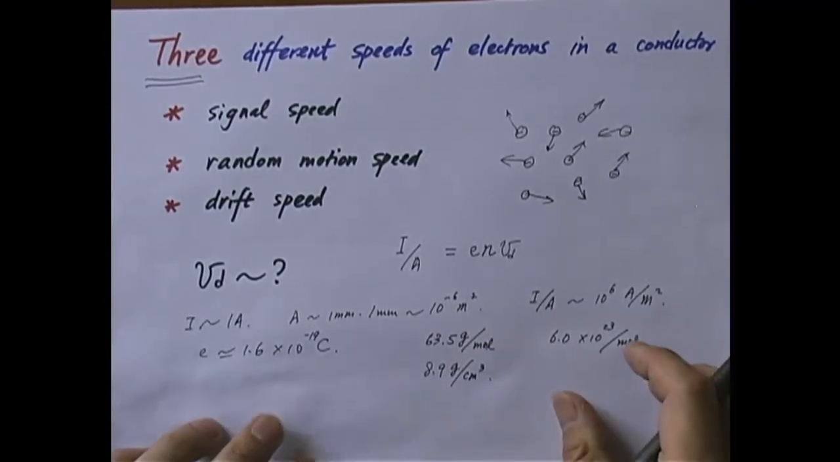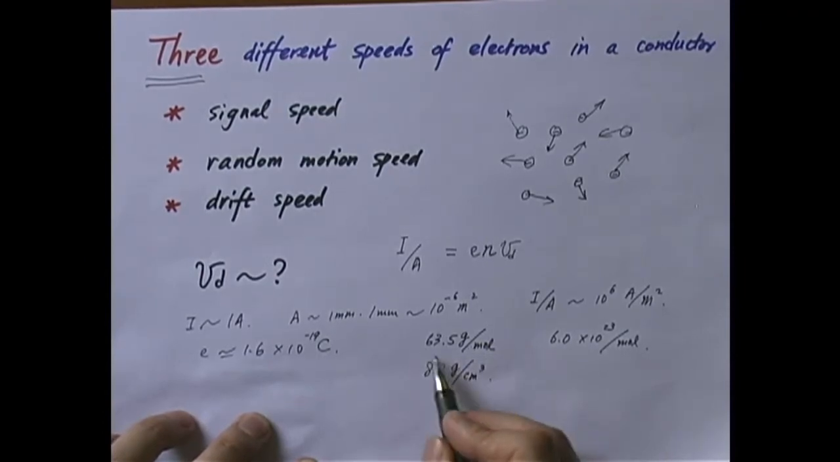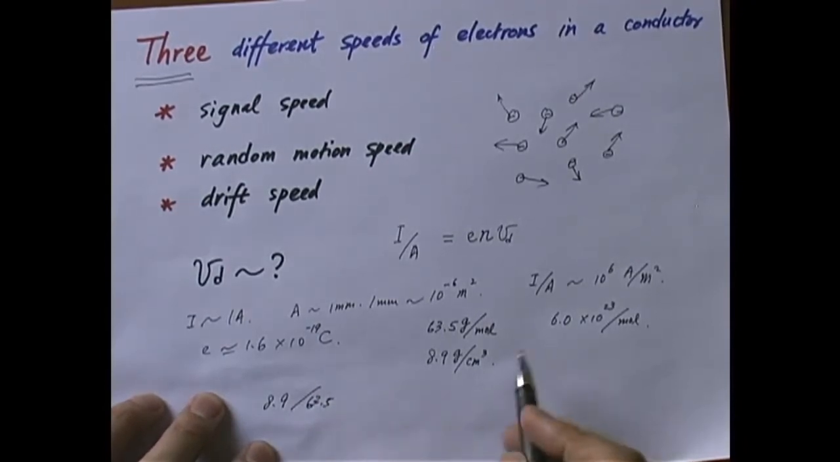Now within every centimeter cubed, I don't have a whole mole because a whole mole takes that many grams, but I do have 8.9 grams. How many moles would that be? Well, that would be 8.9 divided by 63.5, right? That's the number of moles within a cubic centimeter of copper.